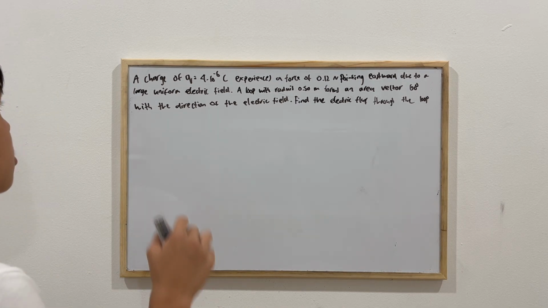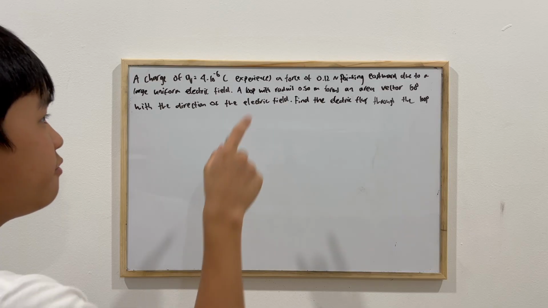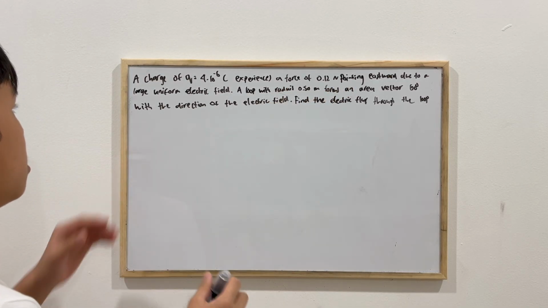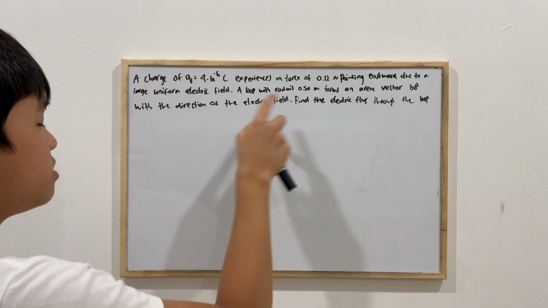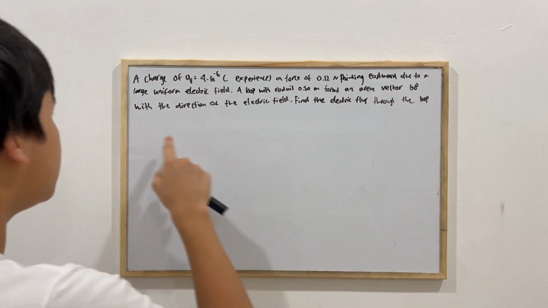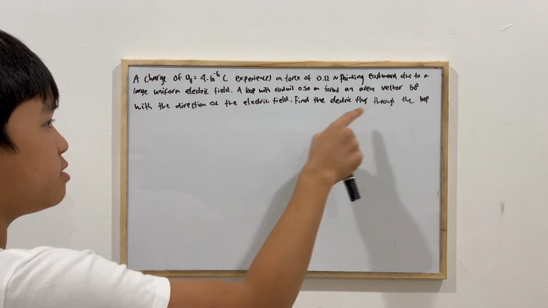Today's problem: A charge of Q equals 4 times 10 to the negative 6 coulombs experiences a force of 0.2 newtons pointing eastward due to a large uniform electric field. A circular loop with a radius of 0.50 meters forms an area vector at 60 degrees with the direction of the electric field. And the question is asking us to find the electric flux through the loop.